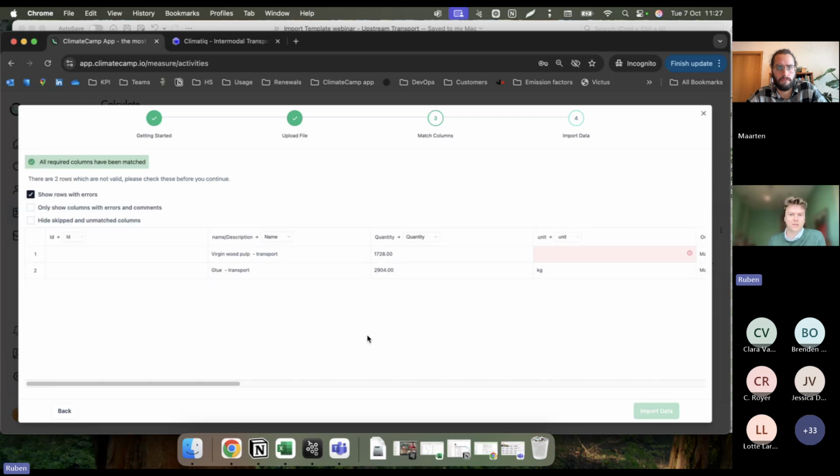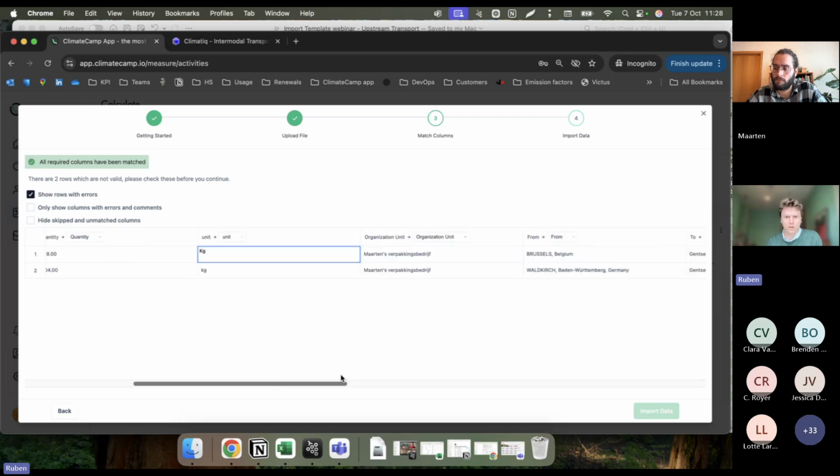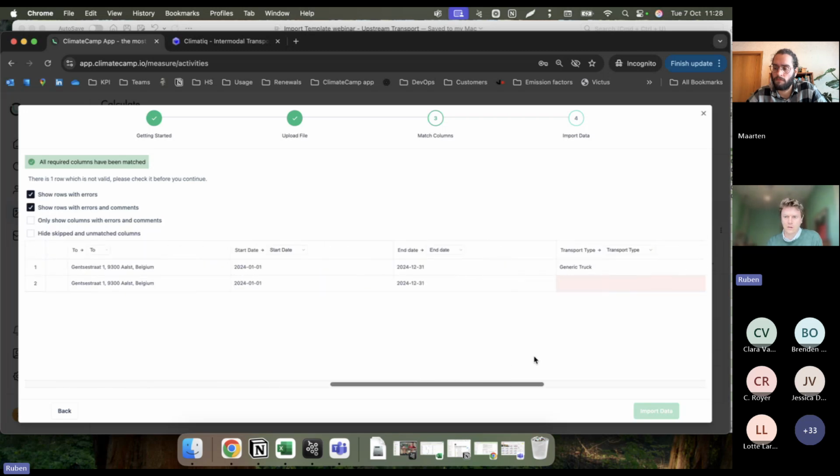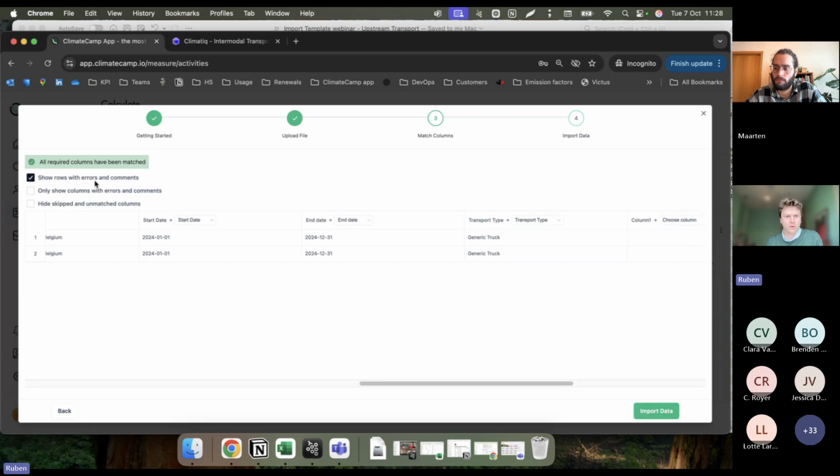As the next step, our system will validate if all the required data fields are provided for all activities. I see that in this example, I have 2 rows which are missing required information. For example, the first line here, highlighted in red, is missing the unit. So let's say that in this case, it was kilogram, which should fix the issue. And then we see that for the other one, the transport type was not indicated. So this one was by truck. And once entered, all activities are now correctly filled in the Excel upload.